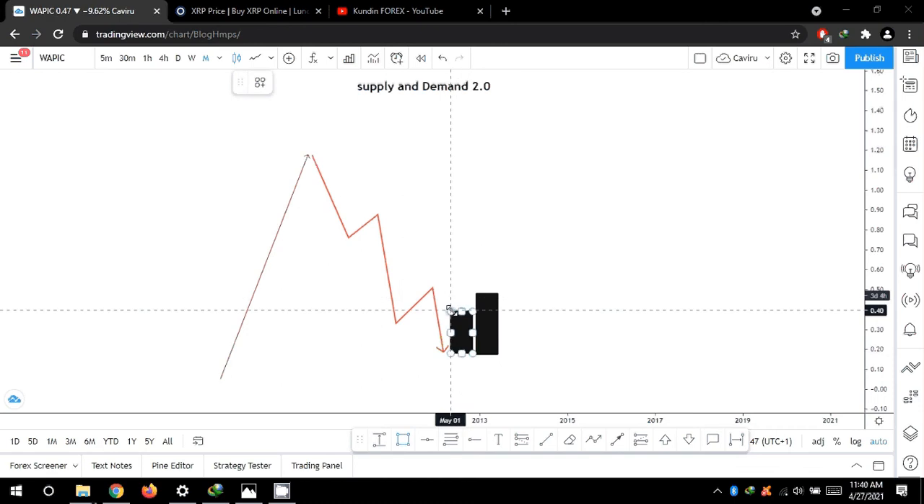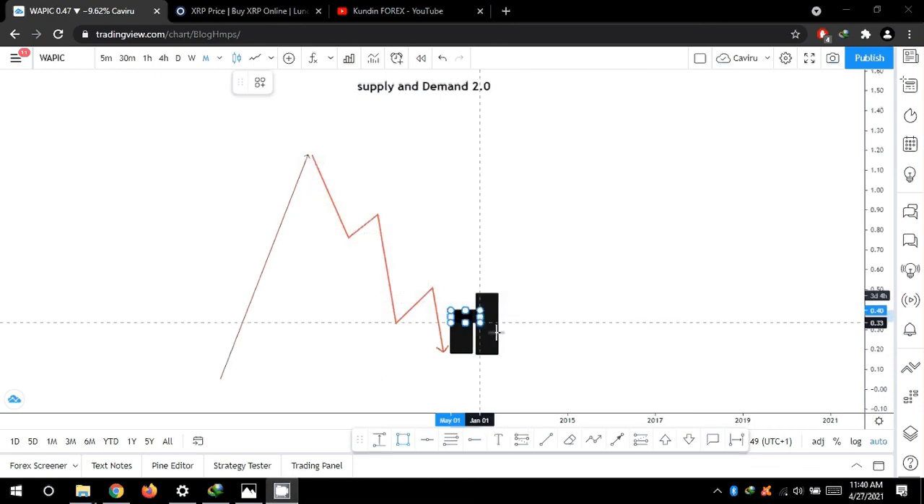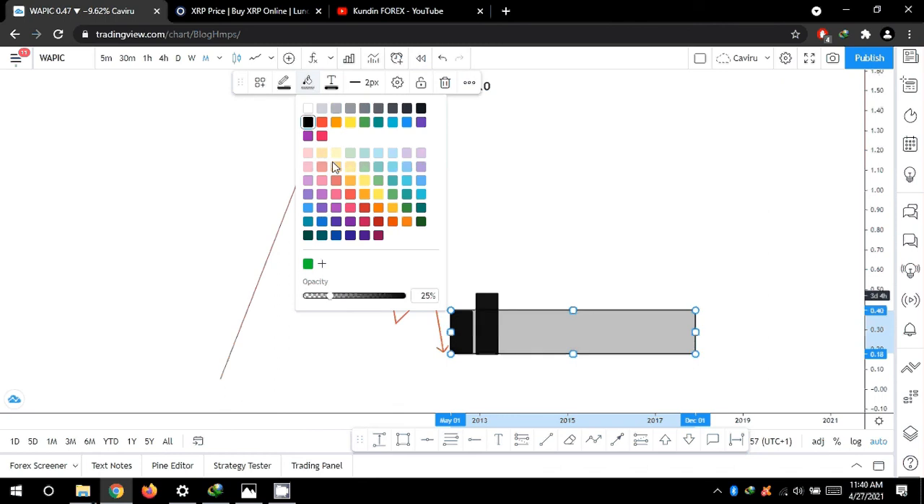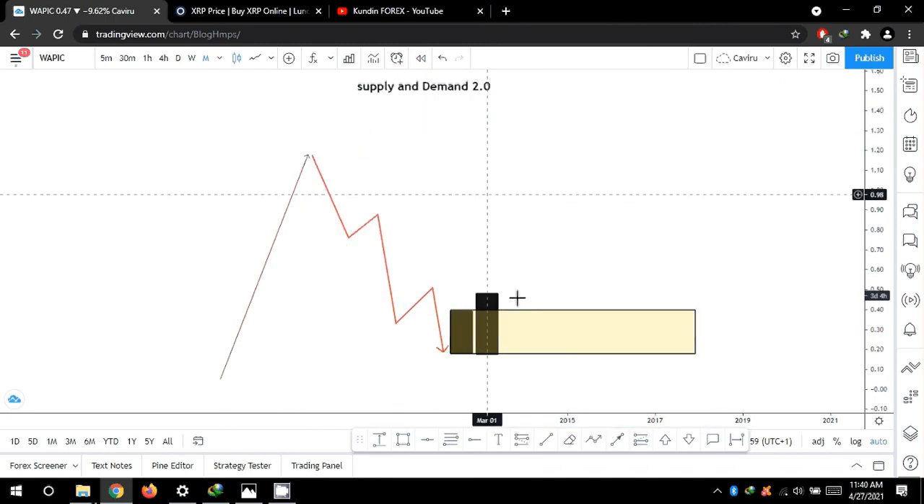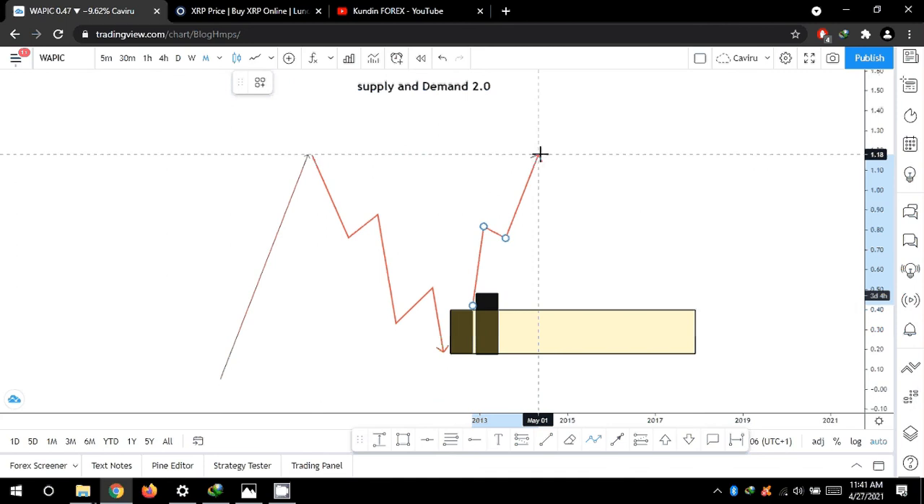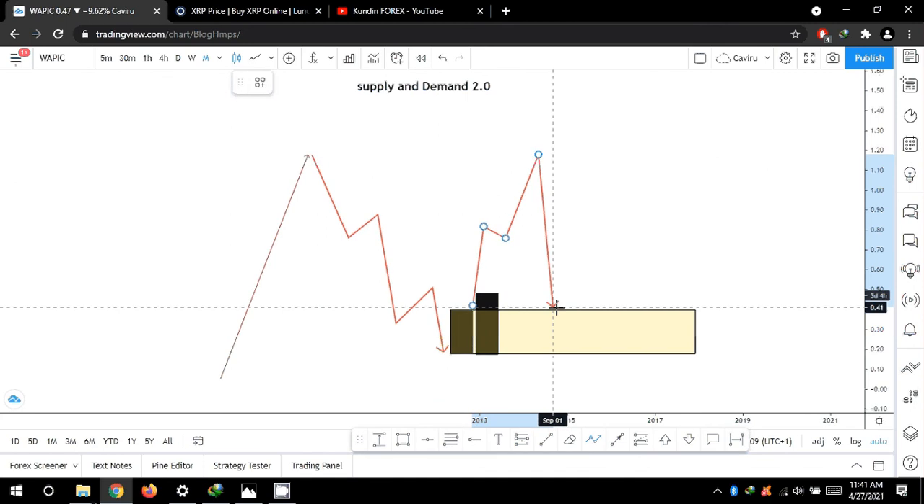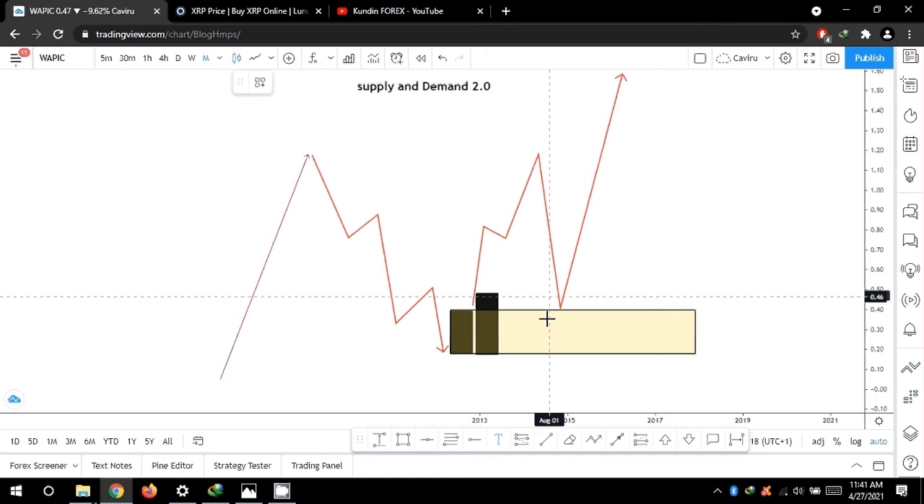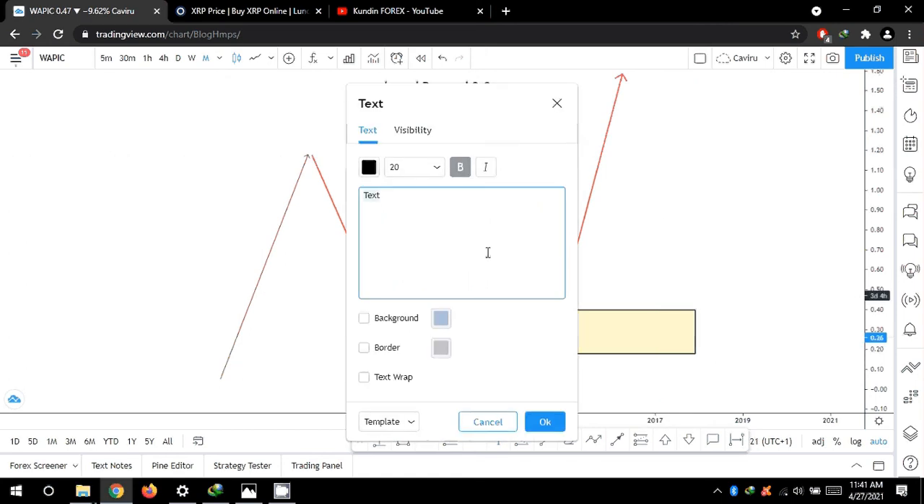Then the moment we see this kind of thing, we know the market is going to create a demand level. Now we say good. Now we should wait for the market to go up again. When it did this, we should wait for a retest of this level. The moment it comes to this level, boom, we buy. Then it will go up with us. So this is the demand zone.